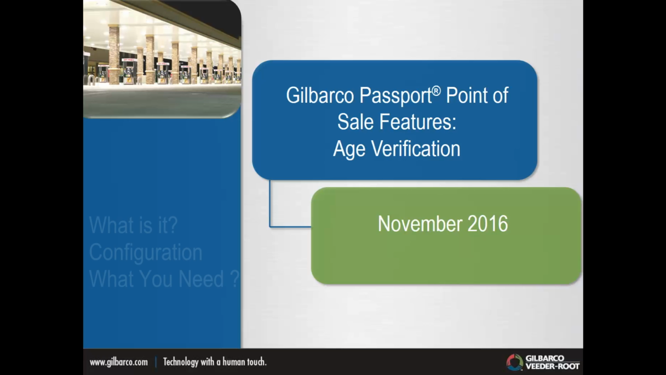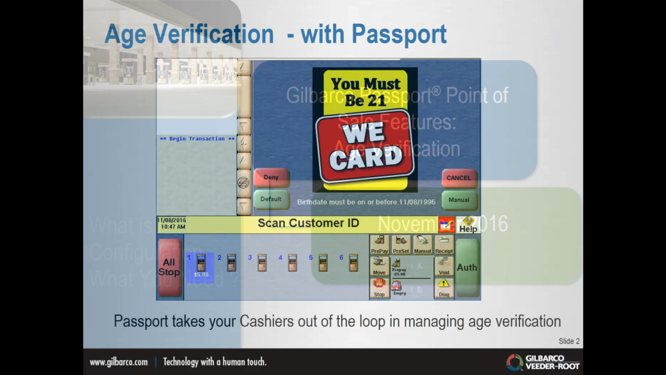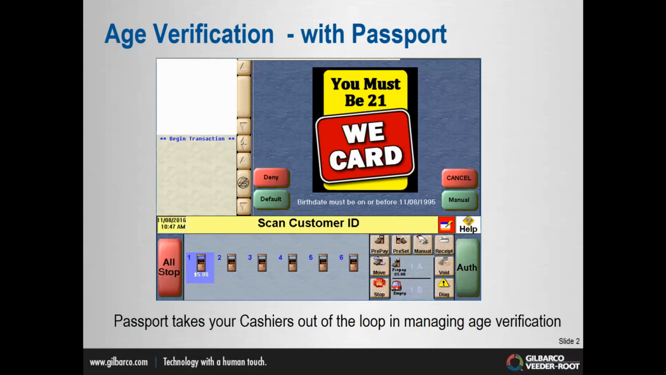In this 5-minute discussion, we will cover the age verification feature, configuration options, and what you need to implement age verification in your Passport. The manager will set up restricted items as usual. When Passport rings up a restricted item when age verification is configured, Passport displays a cashier screen like you're seeing here. Cashier is instructed to scan the customer ID.